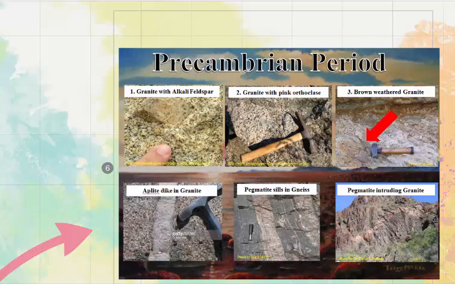First off is the Precambrian period, which is exposed on the east side of the Oregon Mountains. The predominant rock of this era is going to be granite. We can divide it into three different areas and three different types of granites. We have a granite with alkaline feldspar, a granite with pink orthoclase, and we have a granite which shows brown weathering.